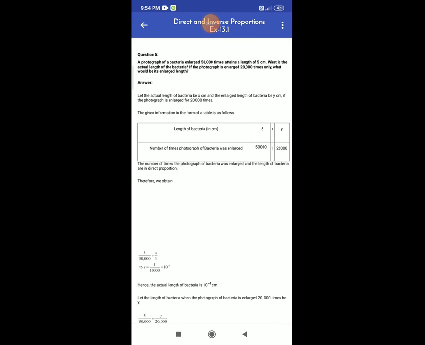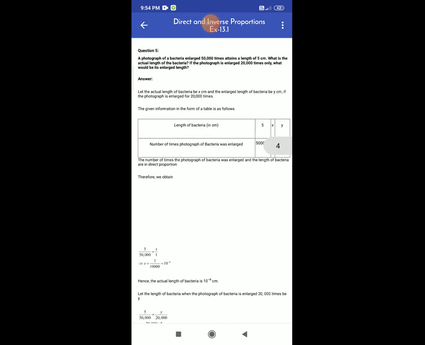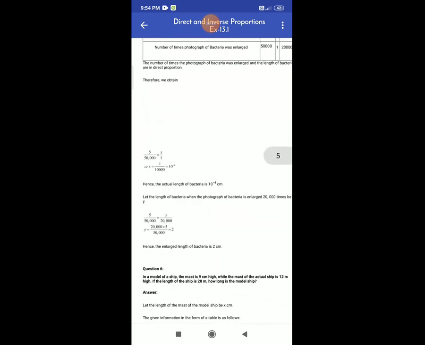The number of times the photograph of the bacteria was enlarged and the length of the bacteria are in direct proportion. So therefore we obtain 5 divided by 50,000 is equal to x divided by 1, and by using cross multiplication we get x is equal to 1 by 10,000. Therefore x is equal to 10 raised to minus 4. Hence the actual length of the bacteria is 10 raised to minus 4 centimeter.